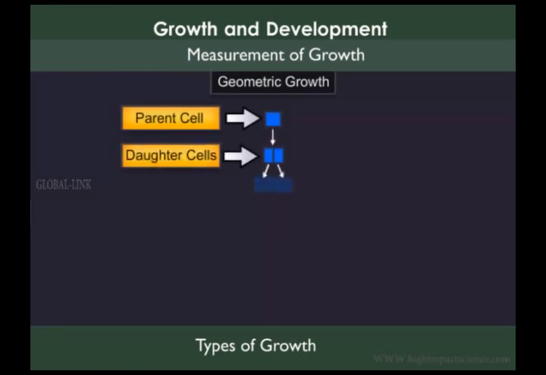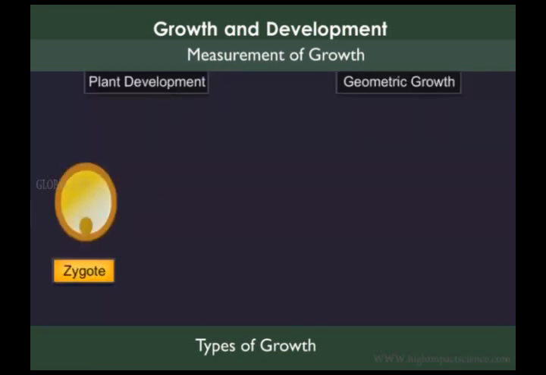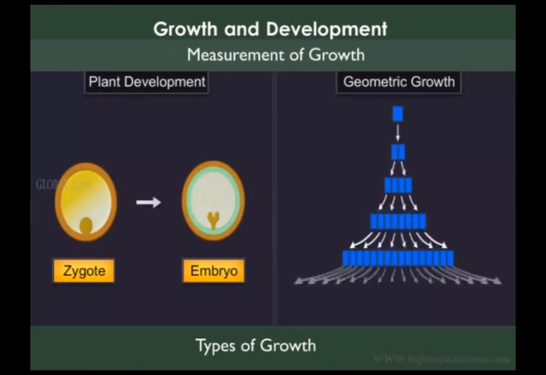Geometric growth refers to the division of both daughter cells obtained after each mitotic division. This leads to an exponential increase in the number of cells. This type of growth is seen in the early stages of development, that is, development of a zygote to an embryo.